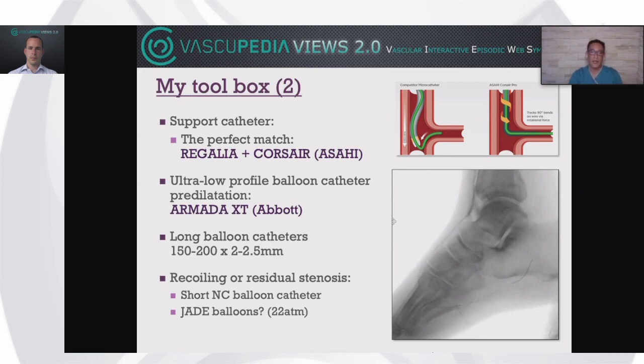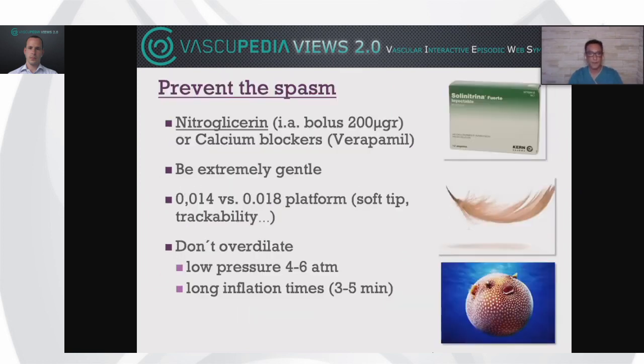So once we have the wire there, we pre-dilate the stenosis or the occlusion with an ultra low profile balloon catheter, the Armada XT from Abbott. And then we perform the final dilation with long balloon catheters to 2.5 millimeters. In case of recoiling or residual stenosis, what we do is to use short, non-compliant balloon catheters. And now you actually have available amazing balloons like the Jet balloons that can be inflated up to 22 atmospheres.